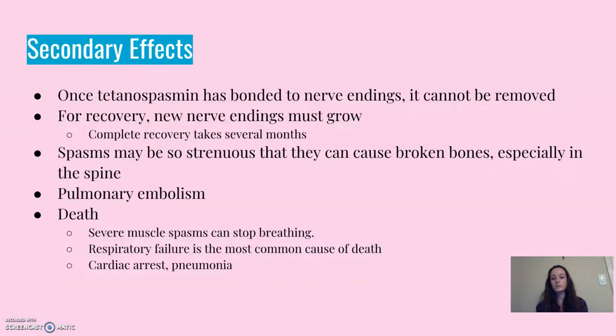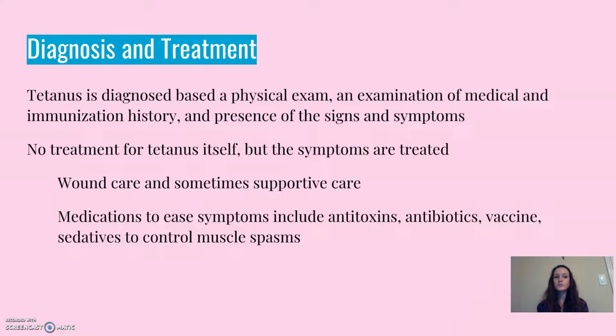You can also get pulmonary embolism and death, primarily due to respiratory failure because your severe spasms can stop your breathing, but it can also be caused by cardiac arrest or pneumonia. So, the way that tetanus is diagnosed, basically it's a physical examination and presence of the signs and symptoms of tetanus that we looked at before. And then the doctors will look at your medical and immunization history. So if you haven't been immunized or vaccinated and you're presenting a couple of the signs, then you probably have tetanus and they're going to treat you for it.